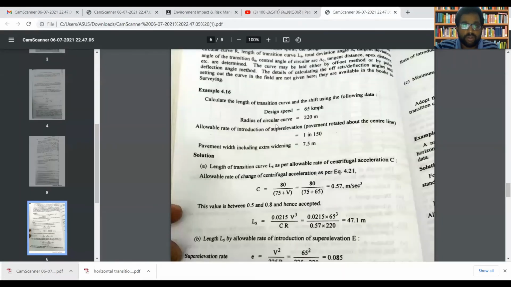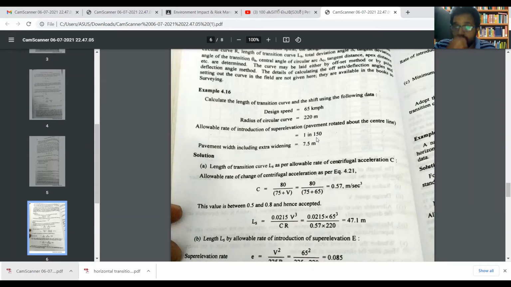Okay. So this is the question. Calculate the length of transition curve and shift using the following data. The given data include design speed is 65 km per hour. Radius of circular curve is 220 meter. Allowable rate of introduction of super elevation is 1 in 150.